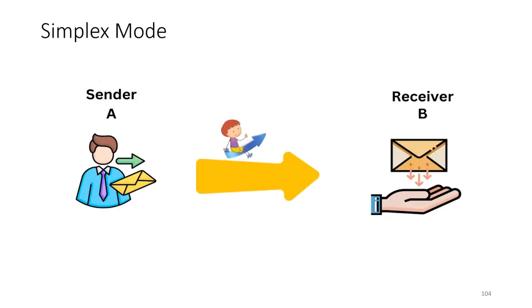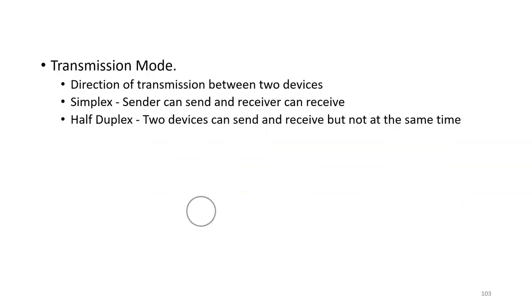Here you can see diagram of simplex mode. There is system A, which is sender, and system B, that is receiver. In this case, sender can send data and receiver can only receive data. So this type of mode is known as simplex mode, or it is known as one-way communication or unidirectional communication.